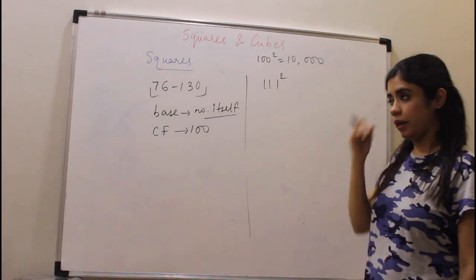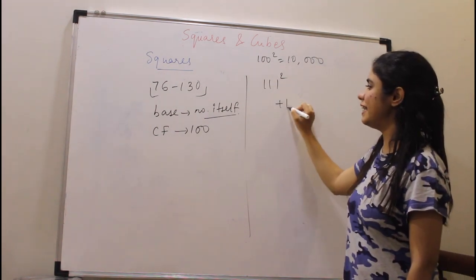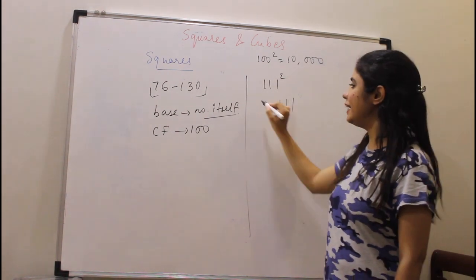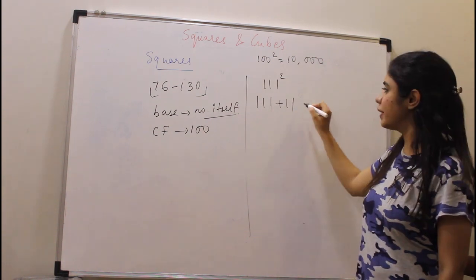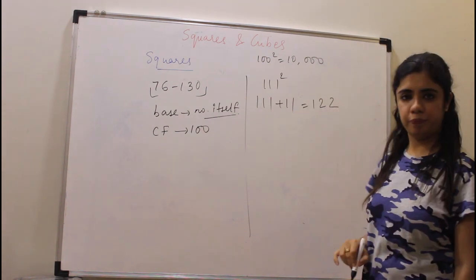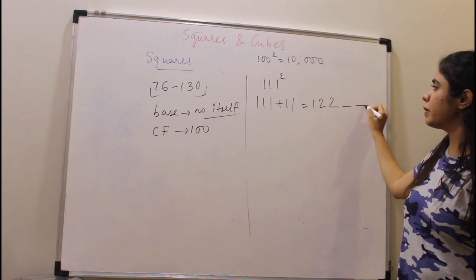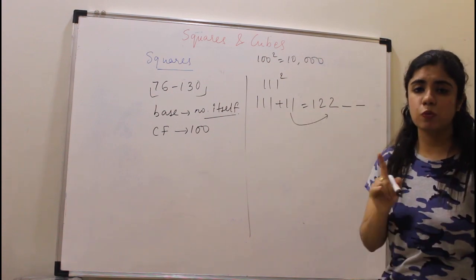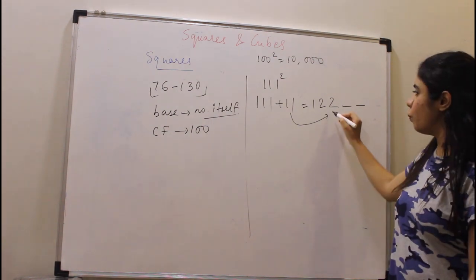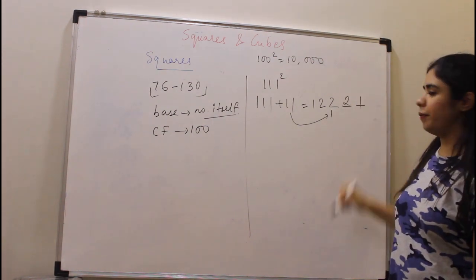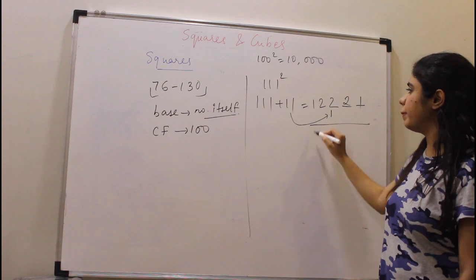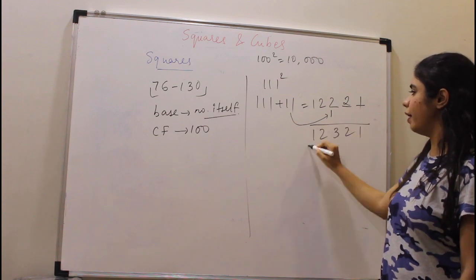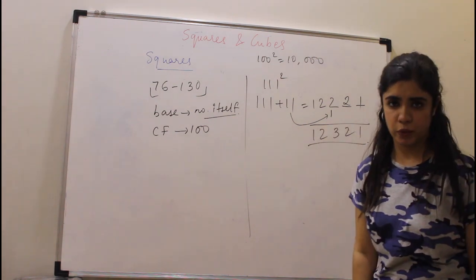What is triple one square? Now triple one is 11 more. So you will add 11 to triple one. So it will become 122. Barabar? You have two spaces remaining. What is 11 square? 11 square is 121. So 1 will get carried to 1. So your answer will be 1, 2, 3, 2, 1. This is your triple one square.